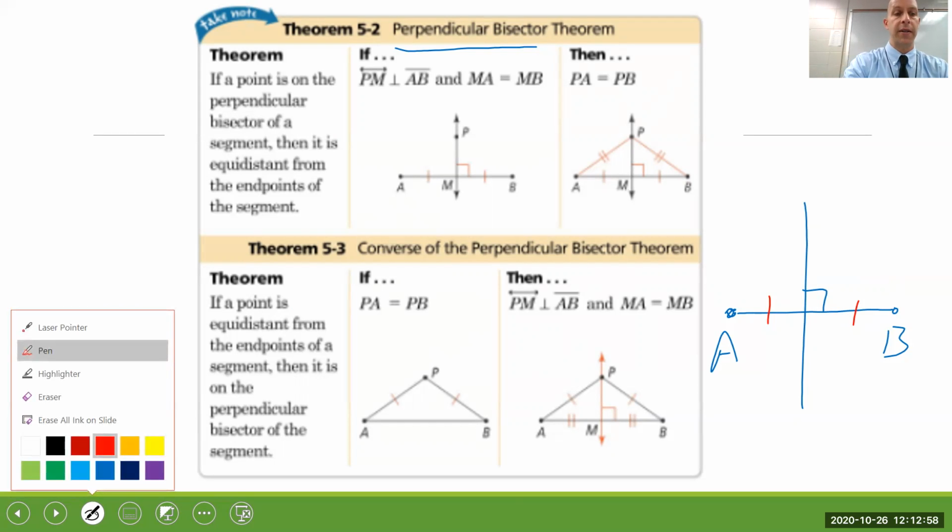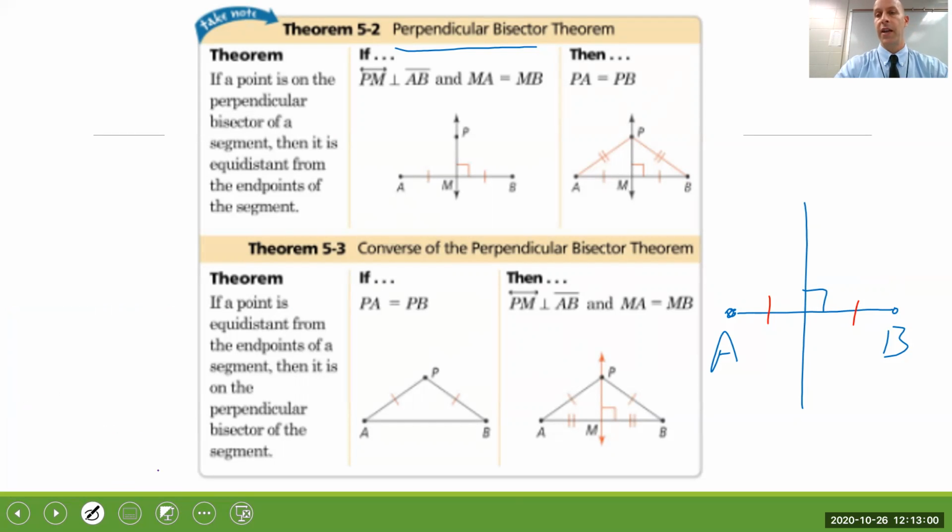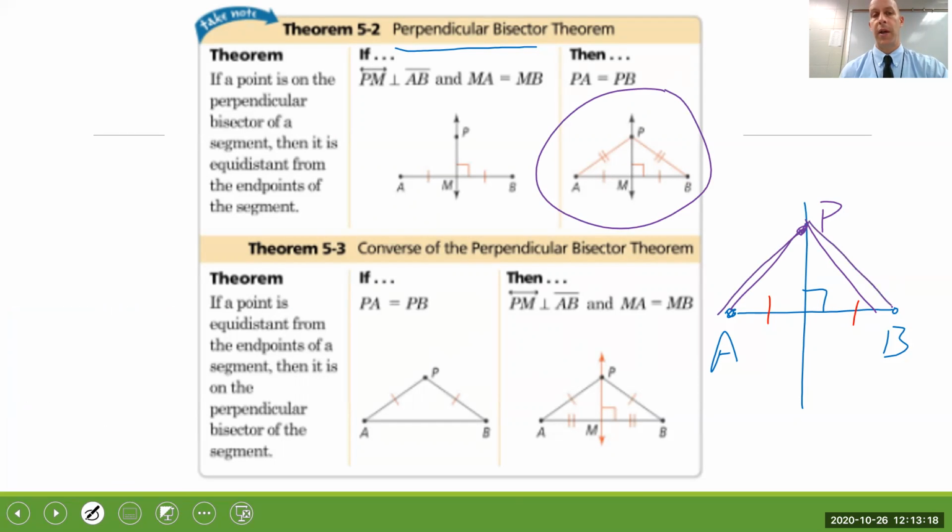The first theorem says that if you have a perpendicular bisector of a segment and then you pick a point on it, I'll call it point P right there, let's say, this is point P. It turns out that it is equidistant to those other 2 points. And we can see that in this picture here. So PA has to be equal to PB. The converse of that is also true.